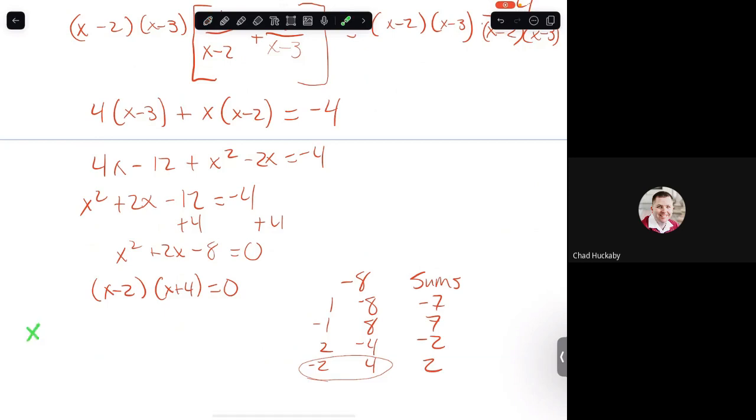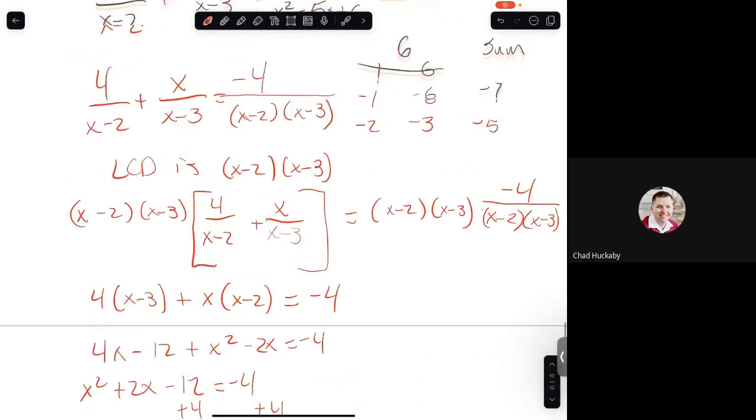So either x minus 2 is equal to 0, or x plus 4 is equal to 0. Well, let's add 2 to both sides. X is equal to 2, or x is equal to, we'll subtract 4 from both sides, -4. Now wait, we have two solutions to this rational equation, but the only solutions that we can choose are ones that don't cause division by 0.